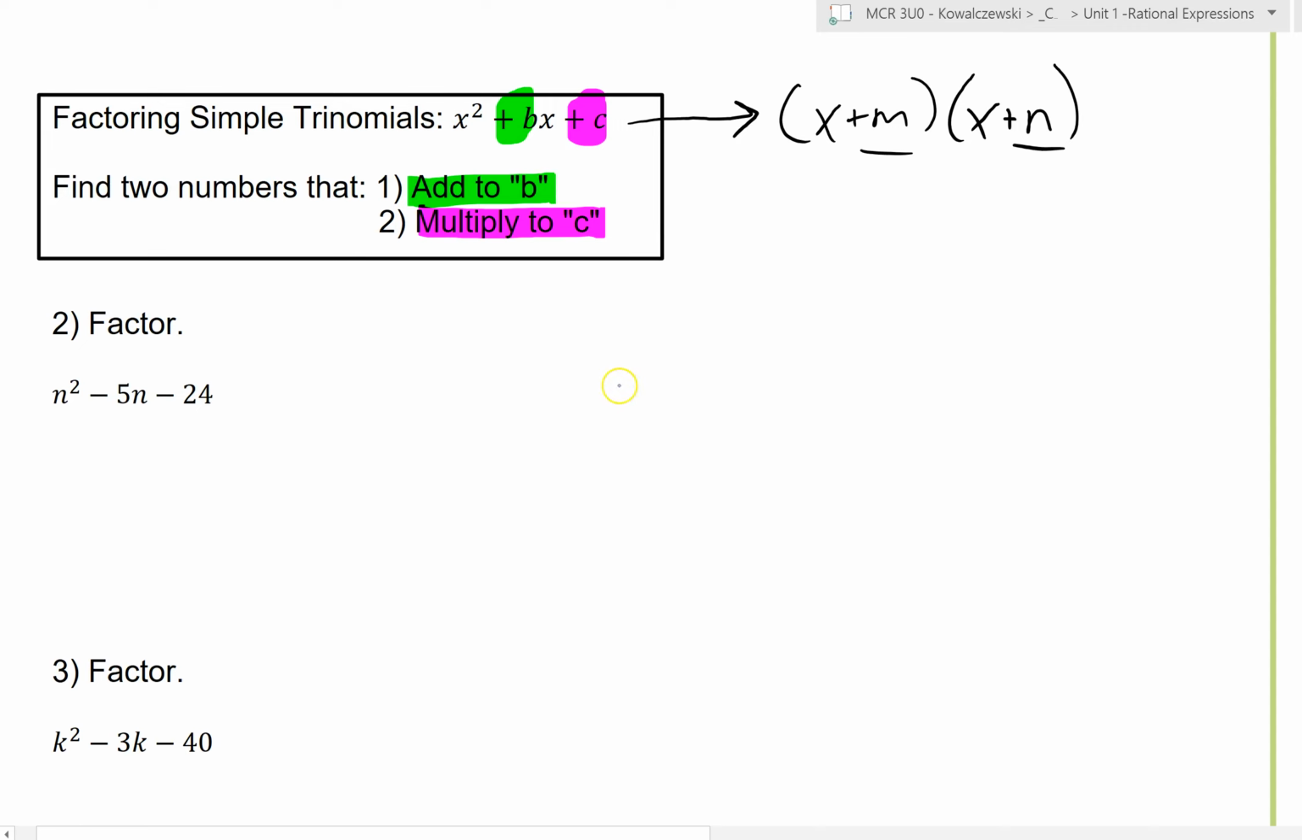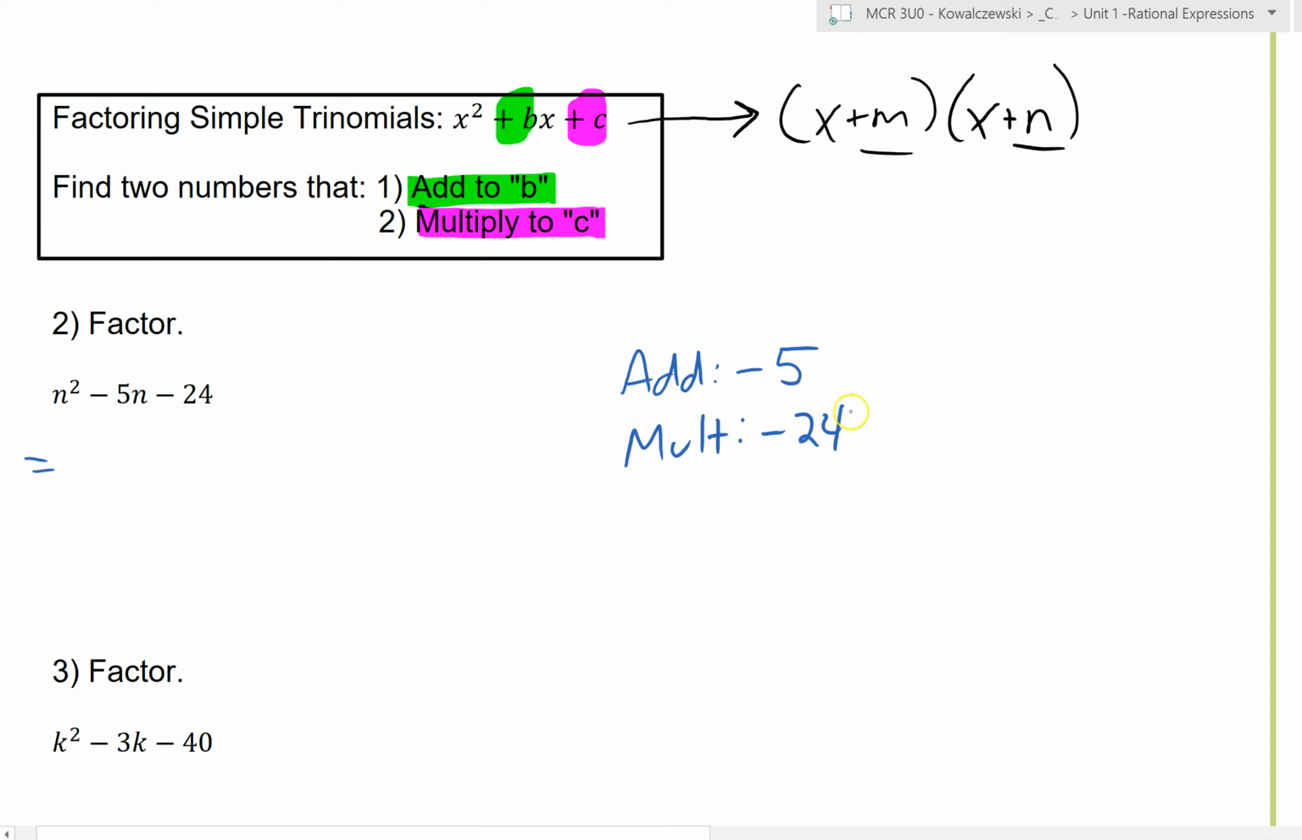Now this is not necessary, but you can write off to the side that you need to think of two numbers that add to, and always look at the sign in front, negative 5, and multiply to negative 24. Now, you can think of two numbers that do that. You can pause the video, try to think of it yourself if you like, or you can watch me do it.